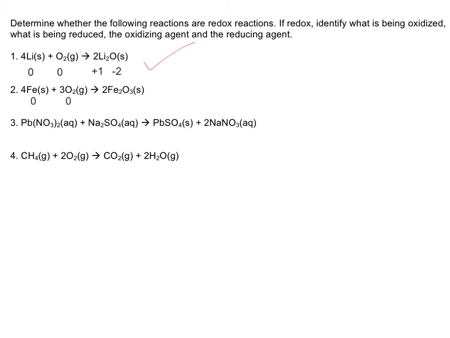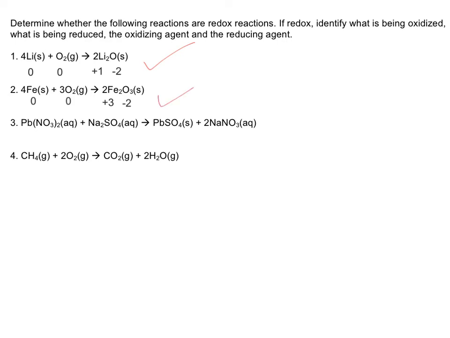And then we have iron oxide here, and we don't know the oxidation state of iron, but we know the one for oxygen has to be -2. So we have 3 of those, so that gives us a -6. So then the 2 irons, they have to have each +3 in order to get a neutral compound. So iron goes from 0 to +3, and oxygen goes from 0 to -2. So again, this is a redox reaction.